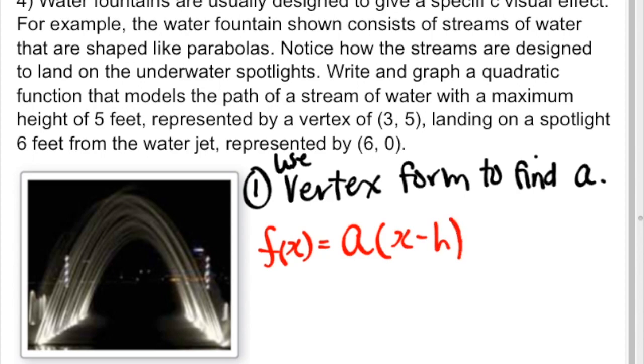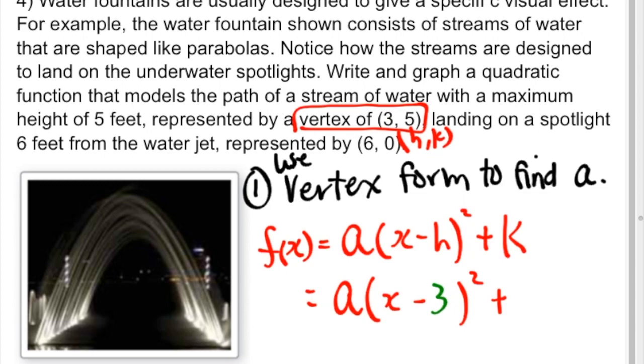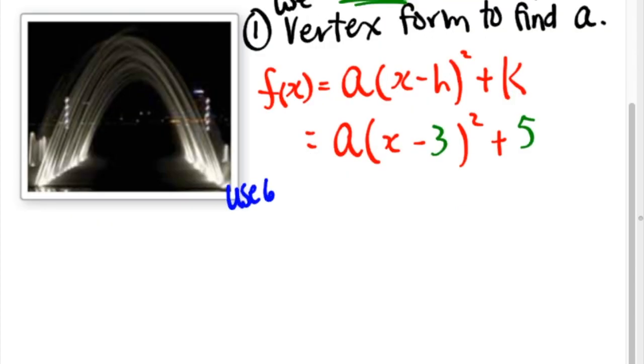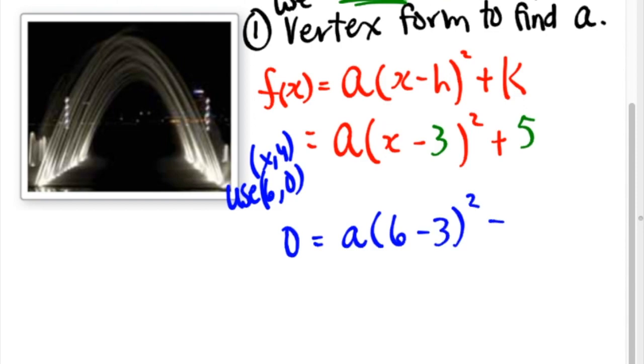And the reason why we use this vertex form is to find the a value. So what we're going to use is the information given by the context of the question, which is the vertex, and I know vertex is (h, k), so (3, 5). So plug in (3, 5). Then my next step is to plug in my x and y, which is given by the information that the other point was (6, 0). So 0 = a(6 - 3) squared + 5.